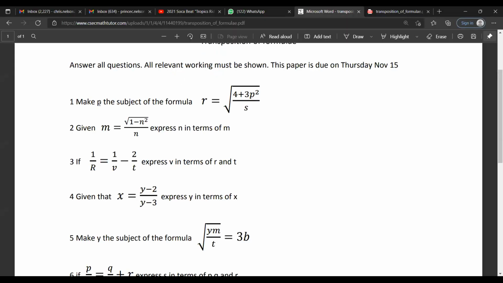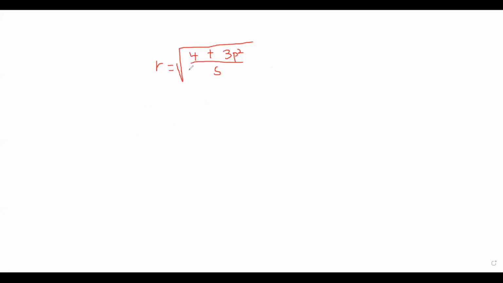And they say here, looking at the first one, make P the subject of the formula. So right now, notice that R is the subject. So now we got to get this P to be the subject, right? So let me go back to the whiteboard now. Good. So we have R is equal to the square root of 4 plus 3p squared divided by S.